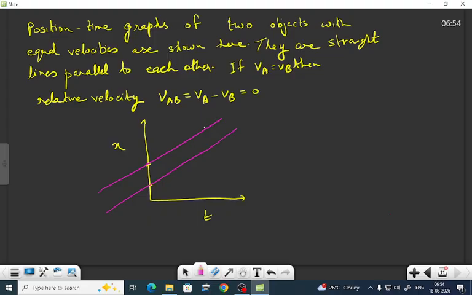So what we get here is, this is object A, this is object B, and if VA is equal to VB, the relative velocity of A to B is equal to 0. This is the position time graph when A and B have the same velocities.